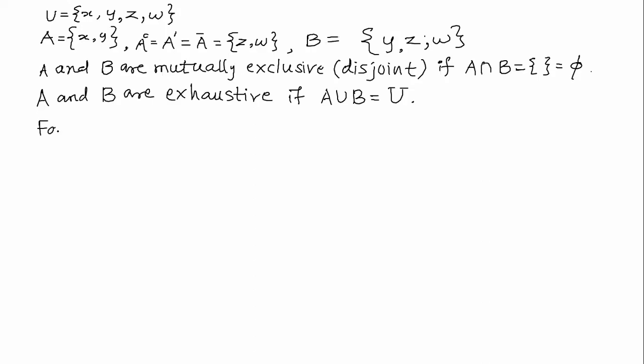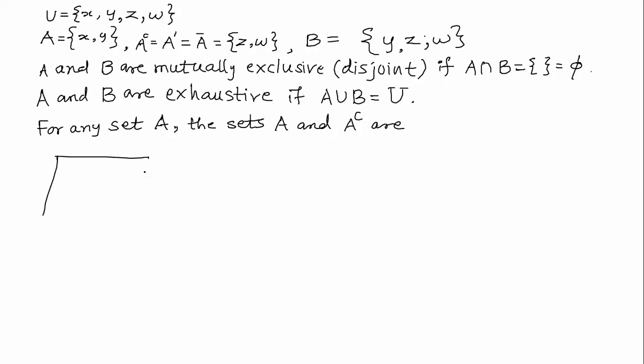So I am writing a statement: for any set A, the sets A and A complement are, now see, A intersection A complement. If I draw a Venn diagram, this is the universal set. Suppose this is A, automatically A complement is defined. A intersection A complement is equal to phi. So the sets A and A complement are mutually exclusive.